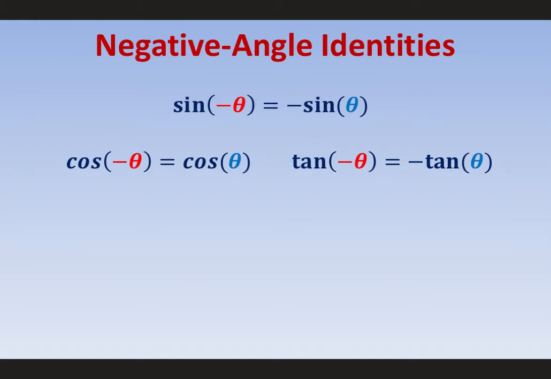So the negative angle does affect it. It makes it opposite. But cosine, it doesn't. Whether it's negative 20 or positive 20, you get the same answer either way. So that's called our negative angle identity.